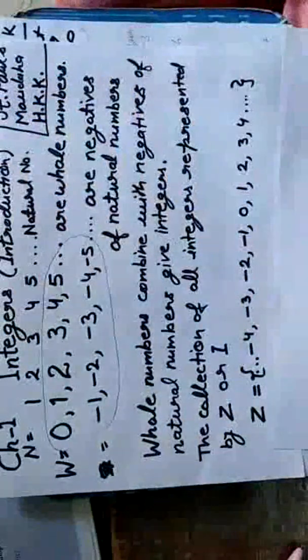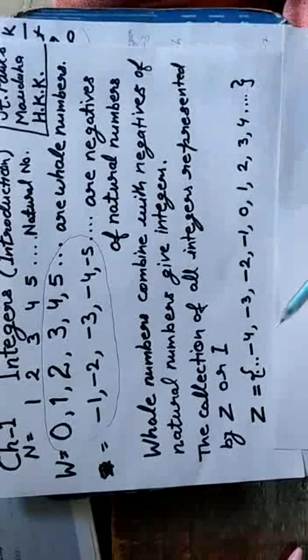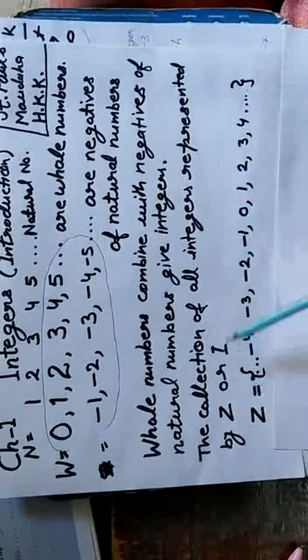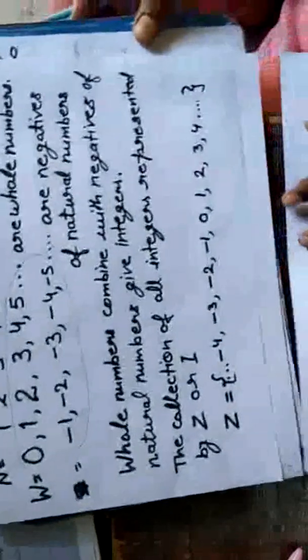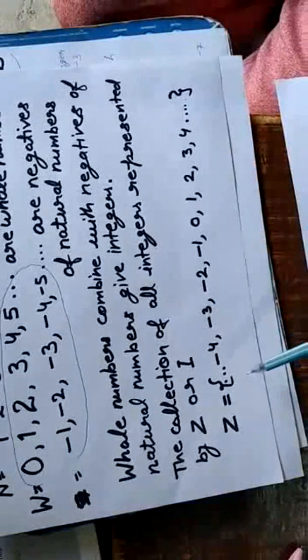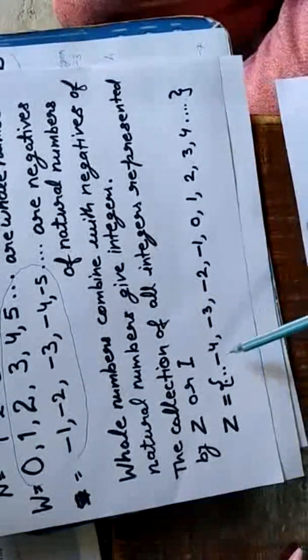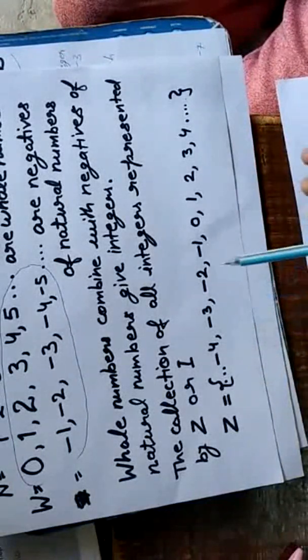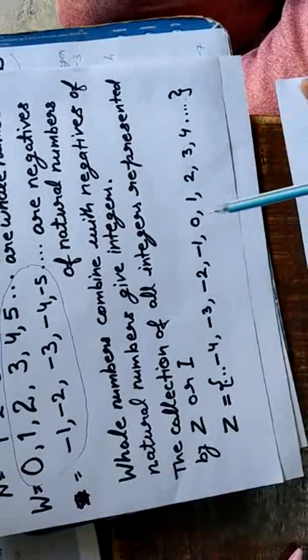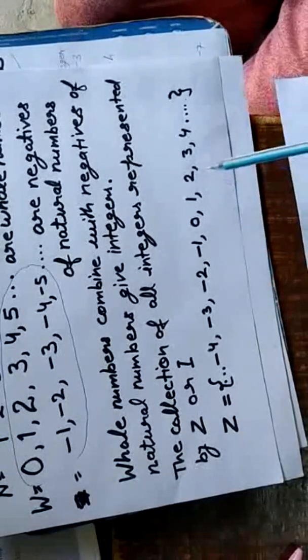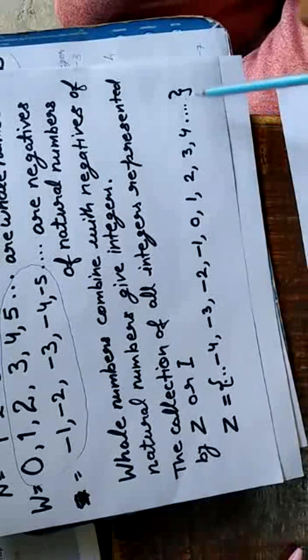Like that, natural numbers are represented by capital N, whole numbers are represented by W. Same as the integers, represented by Z or I. Therefore, Z is equal to {... -4, -3, -2, -1, 0, 1, 2, 3, 4 ...} and so on.